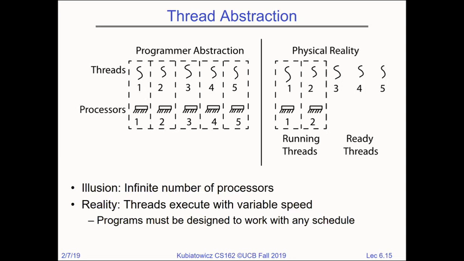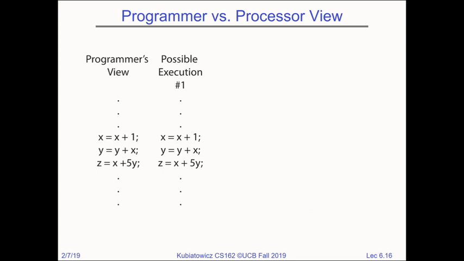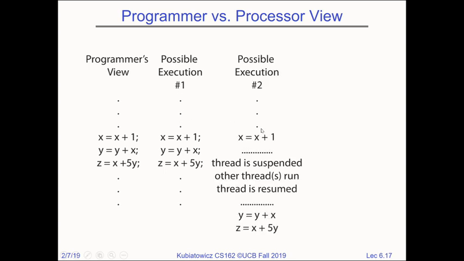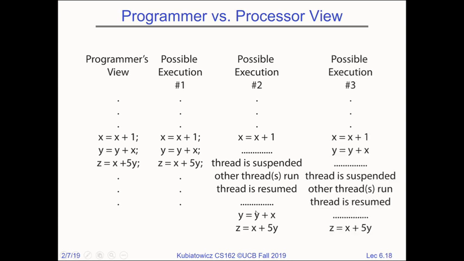So keep in mind that this abstraction of many things running at once is both not true and true at the same time, and you've got to be careful. The programmer's view, for instance, is that this thing runs, and it increments x, y, and adds 5y to z. But a possible execution is that it runs x = x + 1, and then goes off for a long time doing something else and comes back. Or it does the first two instructions, goes off for a long time, comes back. All of these different interleavings are possible, so one of the things you need to do in multi-threaded code is make sure you design it in a way that works no matter what the scheduler decides to do.